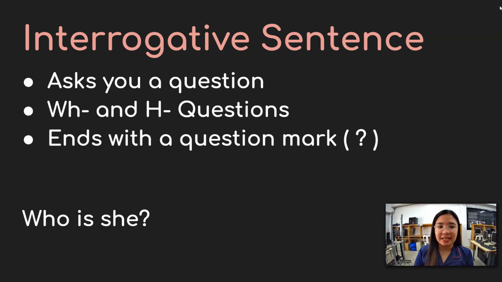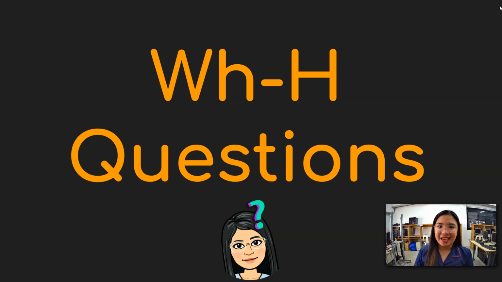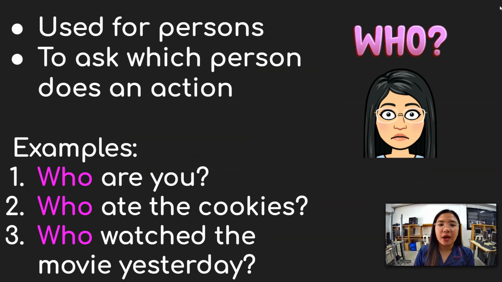Next is interrogative sentence. For interrogative sentence, it's all about questions. For this, we can use the WH and H questions. This ends with a question mark. For example, who is she? Now let's go to the WH and H questions. Let us begin with who. We use this one for persons or to ask which person does an action.